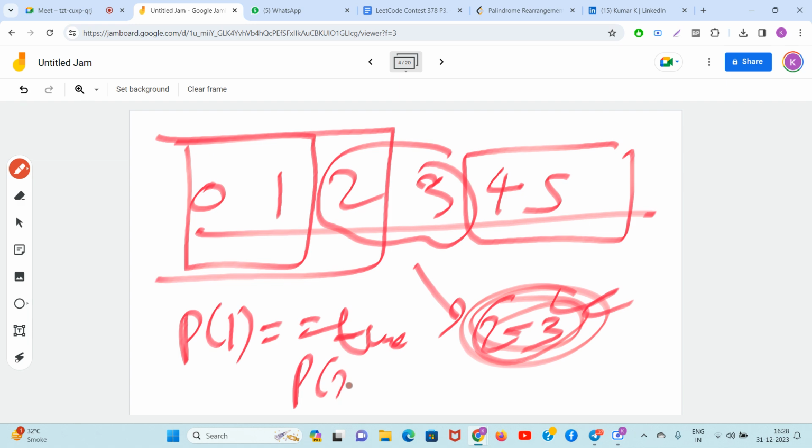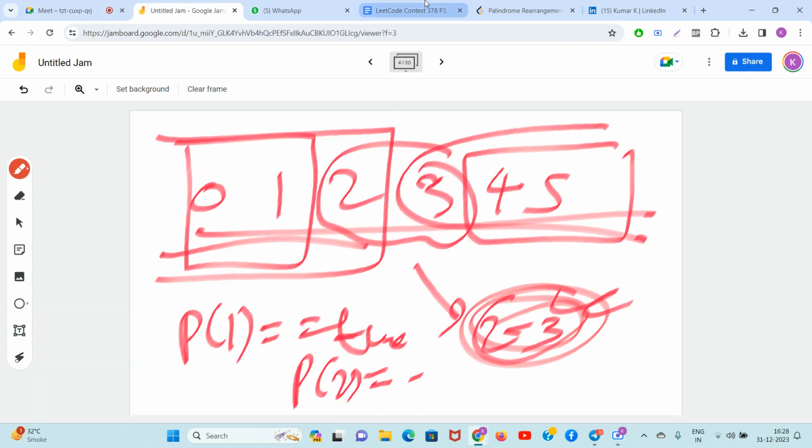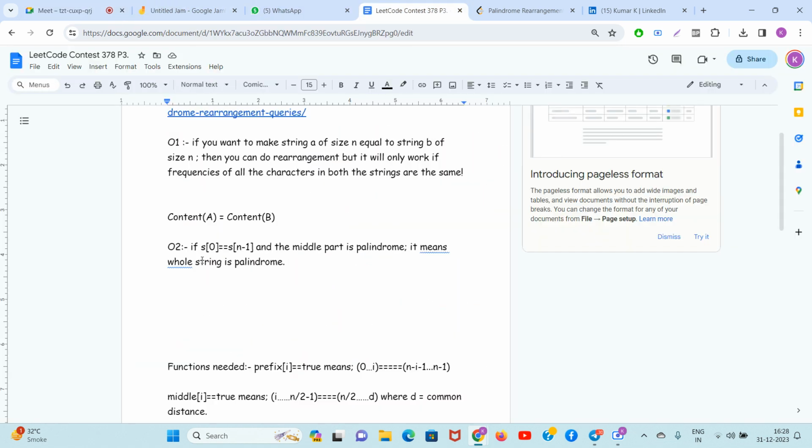If p of 2 is equal to true, this basically means the first three characters equal the last three characters, which then you don't need to check because there is no middle space. Okay? These basic things are clear? Good. Awesome. So you guys understood this middle concept also.